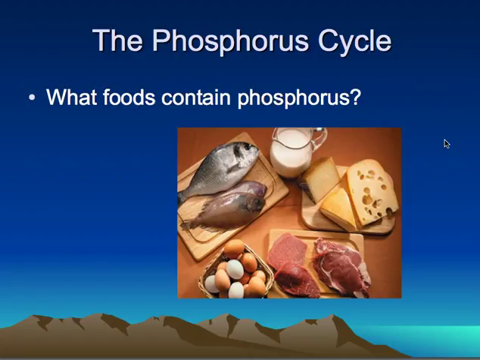So before we talk about that cycle, you want to remind yourself of what things contain phosphorus. And a lot of these things are basically just protein-rich food items, right? So fish, cheese, eggs. But they didn't just appear there, right? The phosphate originated from rocks.